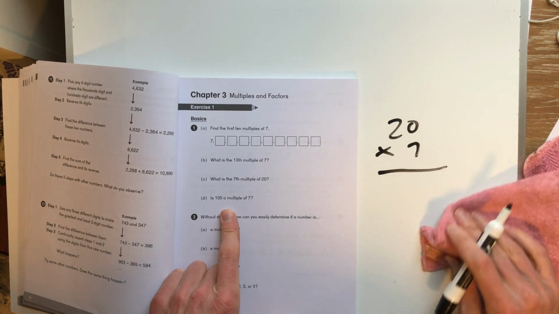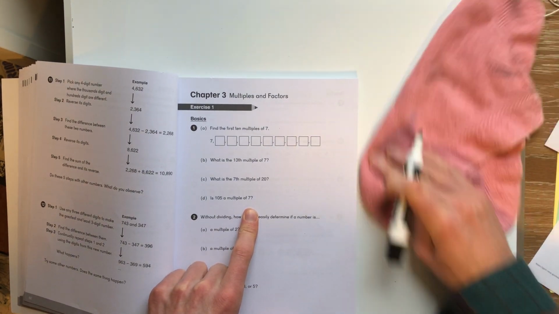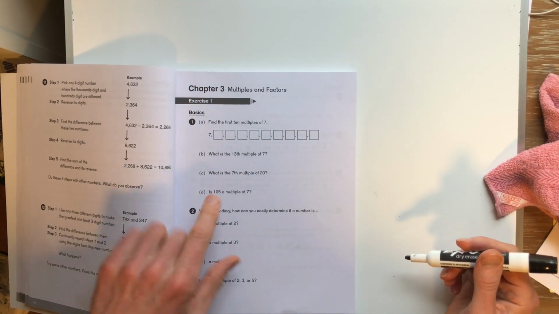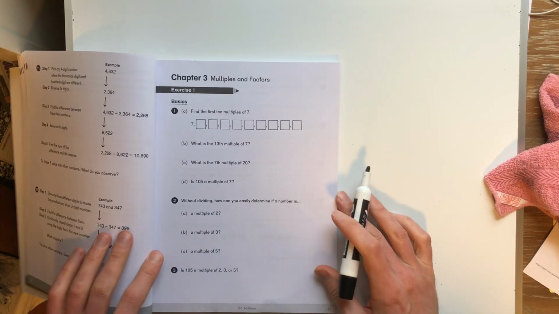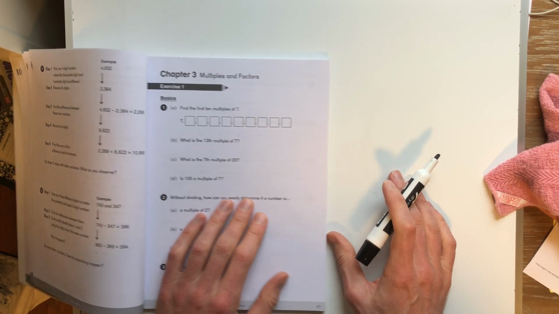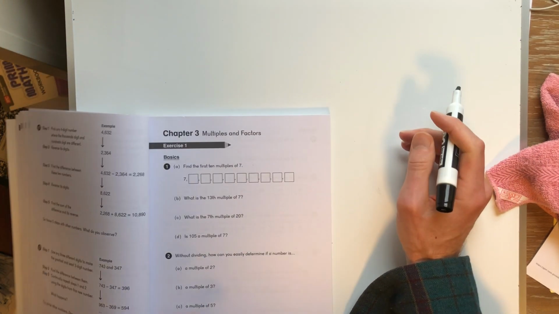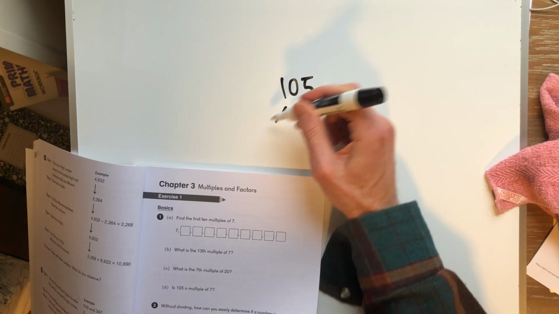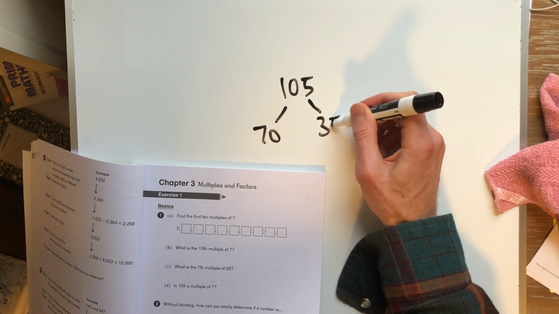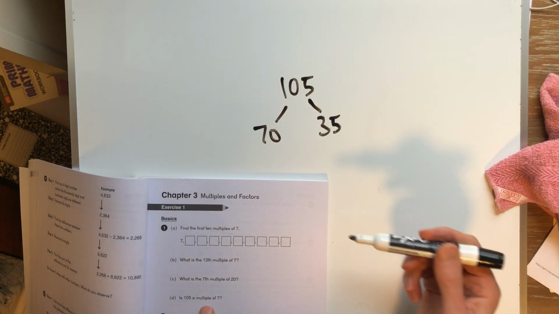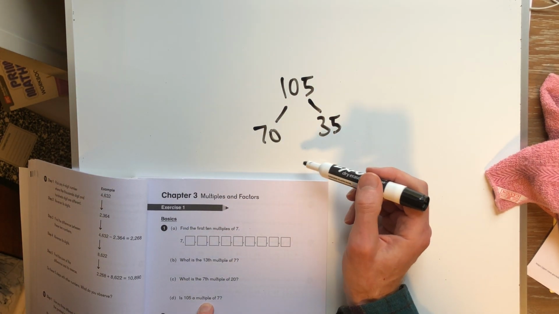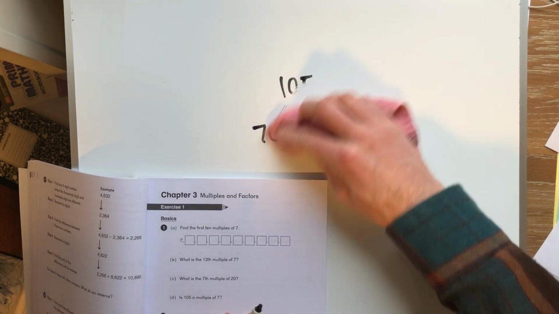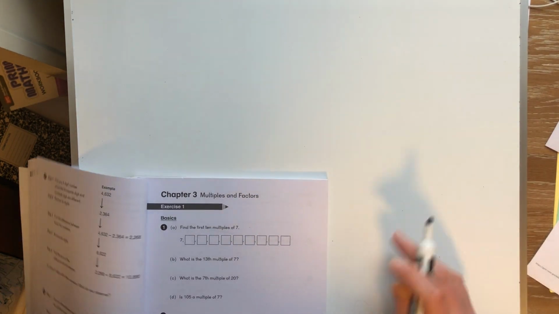Is 105 a multiple of 7? That's a tough one. I'm just going to tell you with that one, because there's really no trick with 7s. What they want you to think about is, you can break up 105 into two smaller numbers. You can break it up into 70 and 35. And you know 7 goes into 70 10 times. Does 7 go into 35? How many times? That one's tough. I kind of wish I'd given you an easier one there.